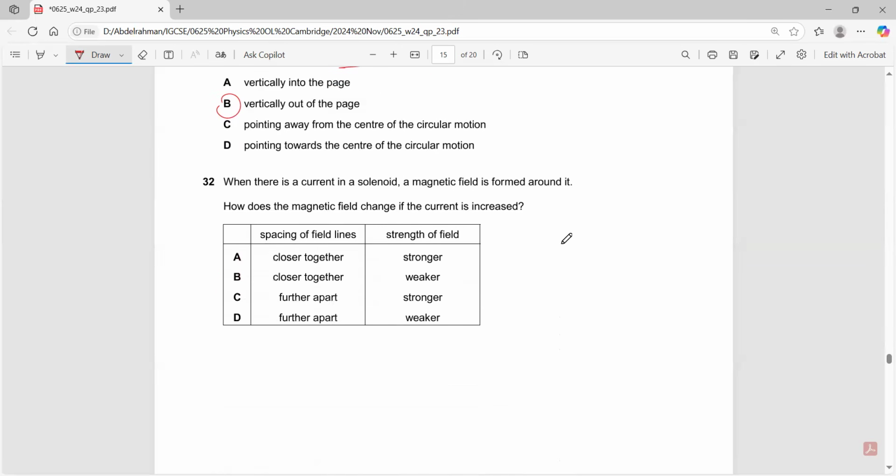When there is a current in a solenoid, a magnetic field is formed around it. How does the magnetic field change if the current is increased? Magnetic field will get stronger. So the spacing of the magnetic field lines will be closer. Yes, the strength stronger.